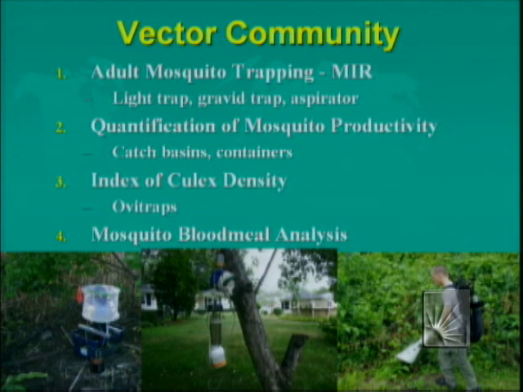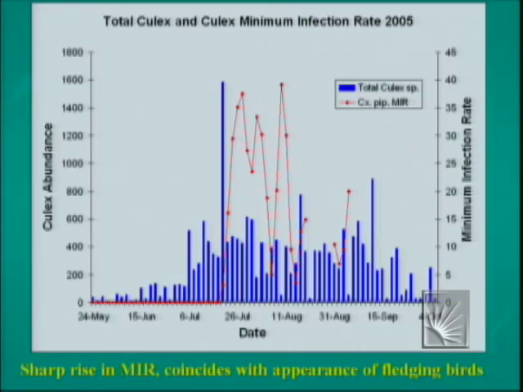We try to quantify the productivity of the different larval sites, such as the catch basin. We also try to see how much the mosquitoes are producing. So we had oviposition traps, egg traps. And whenever we caught mosquitoes that were blood-fed, we did a blood meal analysis to figure out who they feed on.